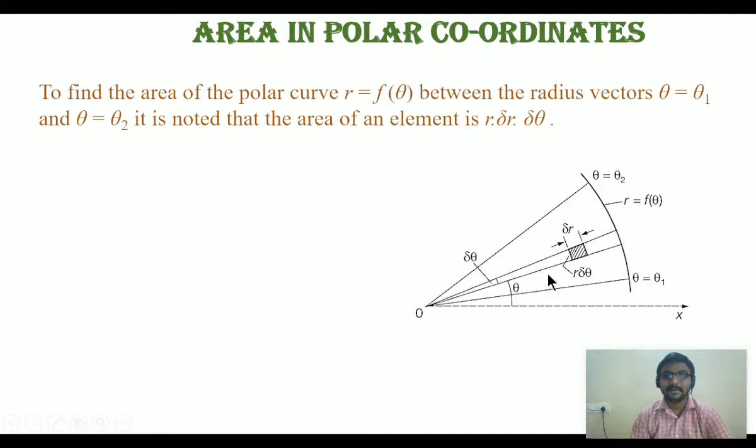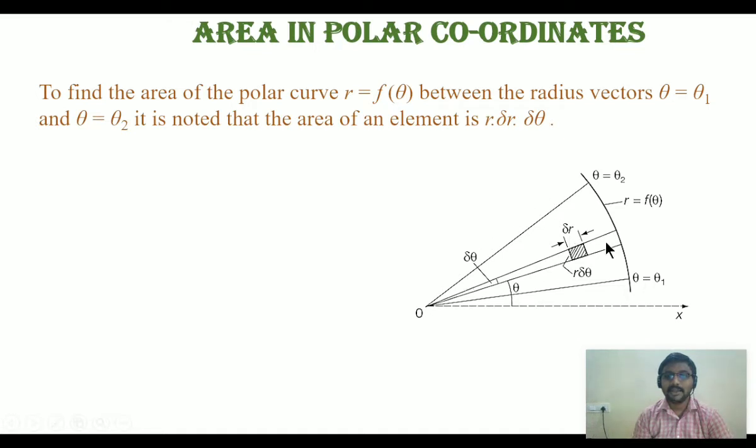To find the area, we require r and theta limits. r limits are r varies from 0 to f of theta, because the pole has radius 0 and the highest value of r is f of theta. So here we take a small strip which rotates between theta 1 and theta 2, where theta equals theta 1 and theta equals theta 2 are the radius vectors, so that theta varies from theta 1 to theta 2. Here we note that the area of a small element is r delta r into delta theta.